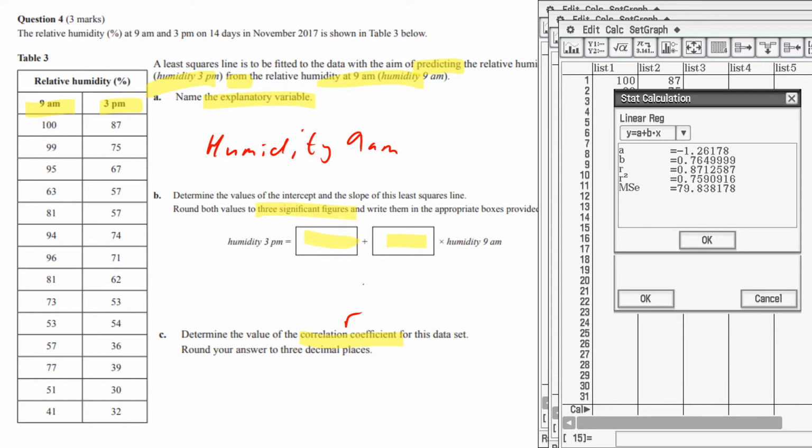So let's have a look at those numbers and talk about significant figures yet again. So we've got it set up into A plus BX format because it's A plus BX format here. Make that your default setting. Won't get in a mess. And so we've got minus 1.26178. So you start counting from the first non-zero. So that's 1, 2, 3.